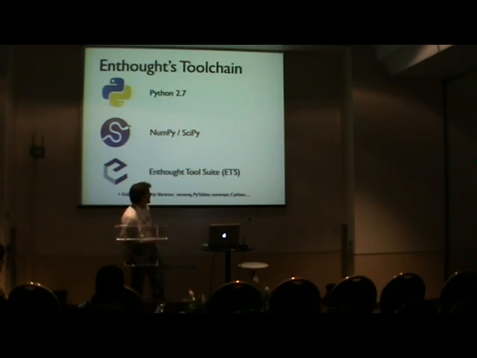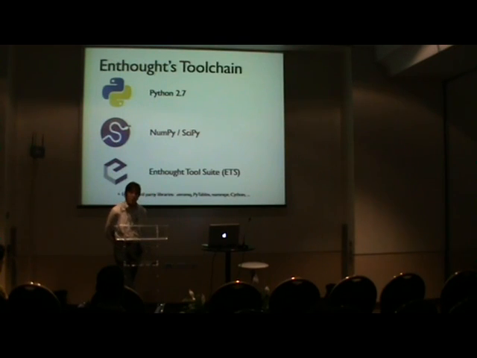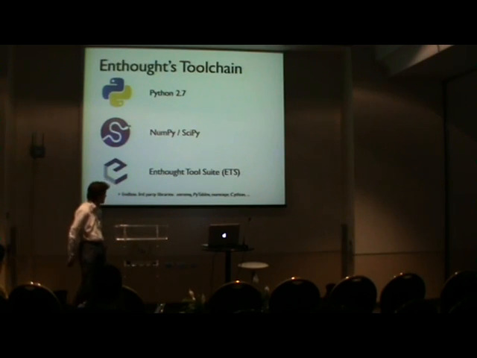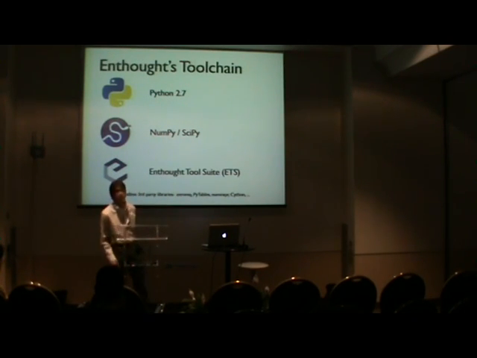So our toolchain looks a little bit like this. We work with Python 2.7 mostly, sometimes 2.6, mostly 2.7. Working with NumPy and SciPy, so of course Enthought is heavily involved in the NumPy and SciPy development. We have many of the key NumPy people on our team. And the Enthought tool suite, which is what I'm here to talk about. And I would be lying if I didn't say we also, of course, use endless third-party libraries, so any given project we're going to be using a whole bunch of other things beyond these. But these are the three core things we use.